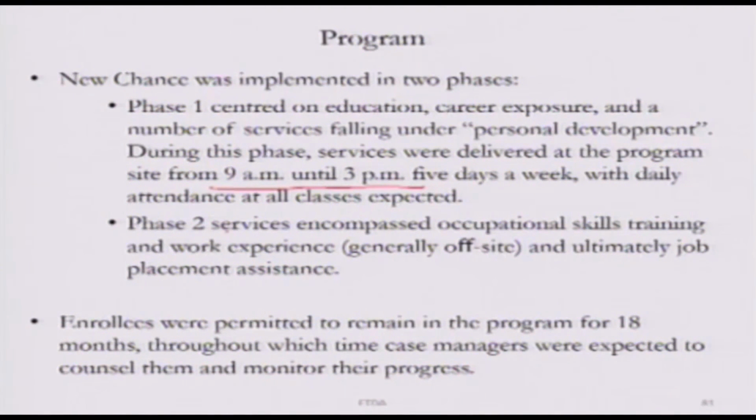Phase 2 services encompassed occupational skills training and work experience, generally off-site, because they were given some sort of an internship or employment, and ultimately job placement assistance. So phase 2 means that if they get an employment finally, which the program is expected to do, then that would lead to an increase in income and that would benefit the children in turn. The enrollees were permitted to remain in the program for 18 months, throughout which time case managers were expected to counsel them and monitor their progress.